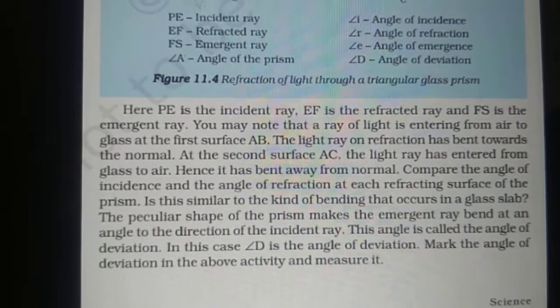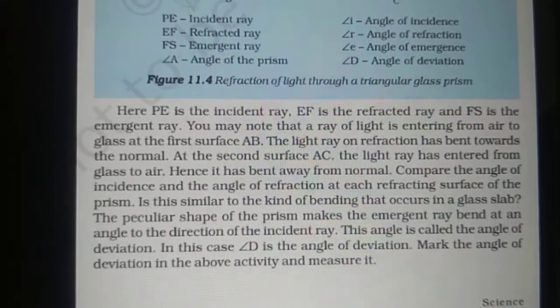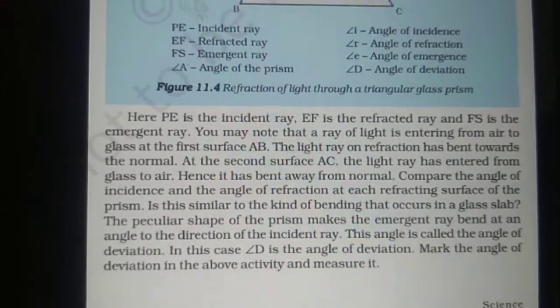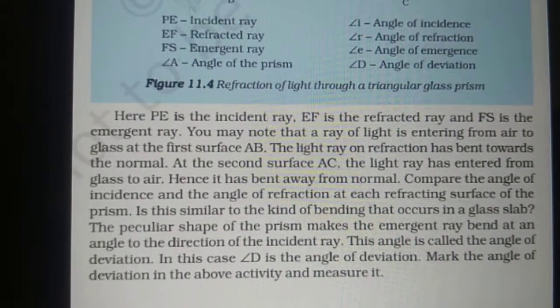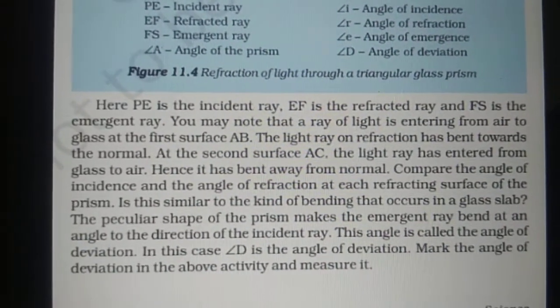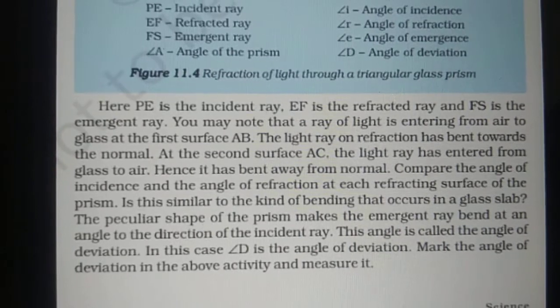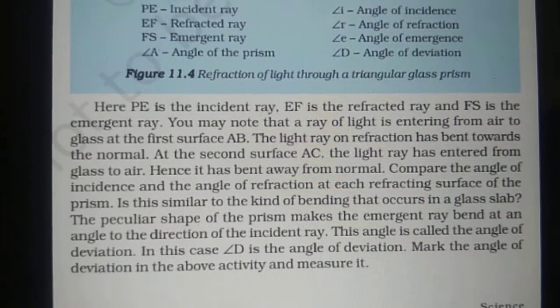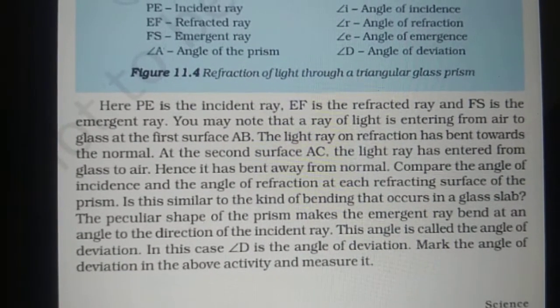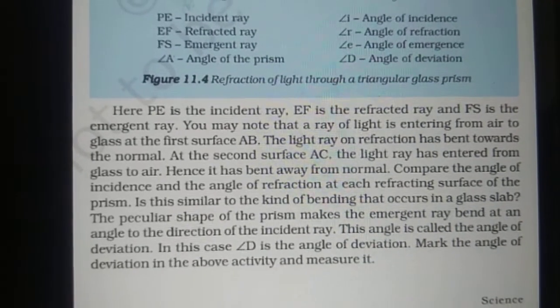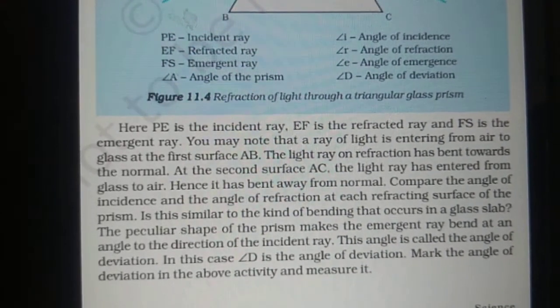The peculiar shape of the prism, peculiar means a particular shape. The particular shape of the prism makes the emergent ray bend at an angle to the direction of the incident ray, and this angle is called the angle of deviation. Now, what is the angle of deviation? Let me show you.